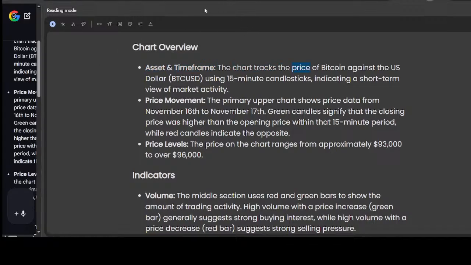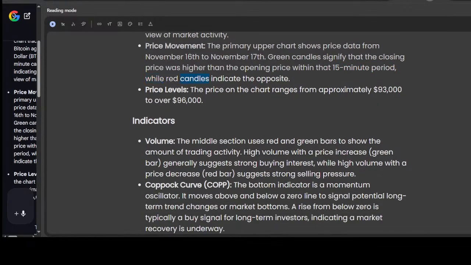Chart overview. Asset and time frame. The chart tracks the price of Bitcoin against the US dollar, BTC/USD, using 15-minute candlesticks, indicating a short-term view of market activity. Price movement. The primary upper chart shows price data from November 16 to November 17. Green candles signify that the closing price was higher than the opening price within that 15-minute period, while red candles indicate the opposite. Price levels. The price on the chart ranges from approximately $93,000 to over $96,000.